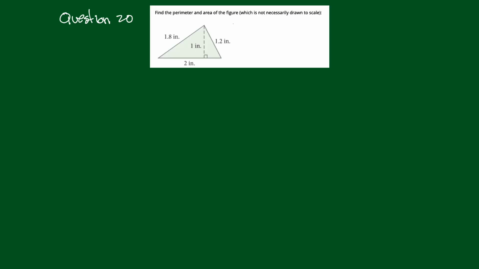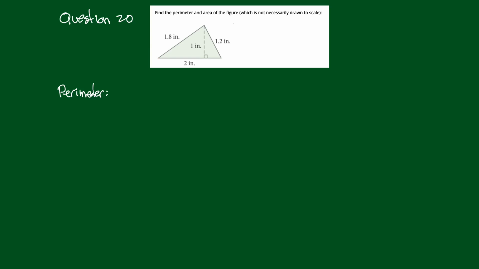Looks like we've got a geometry problem here in question 20. So what do we want to do? We want to find both the perimeter, which is the length around, and the area. So we want the area of this triangle. Let's take care of the perimeter first. What I'm going to do is just find the lengths of these sides and add them together.